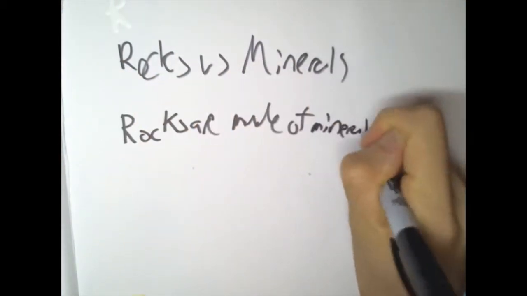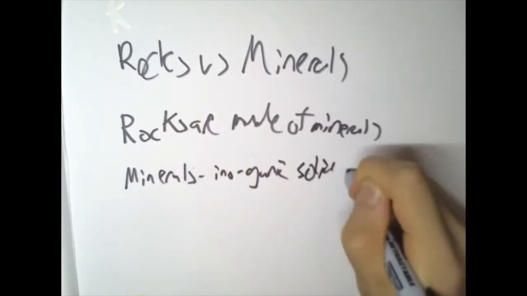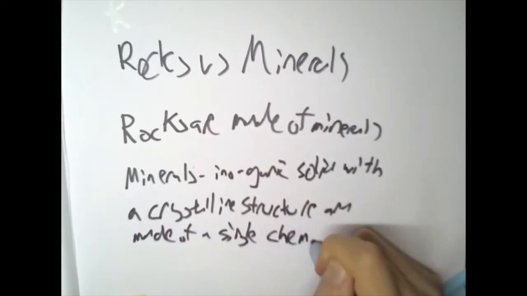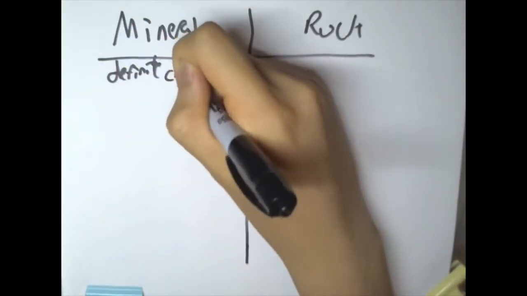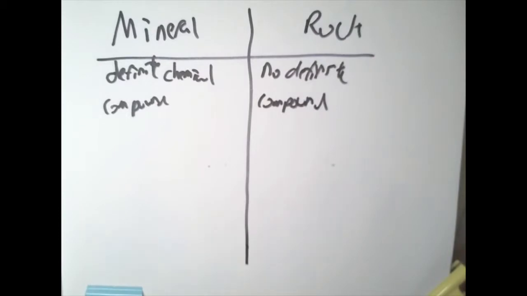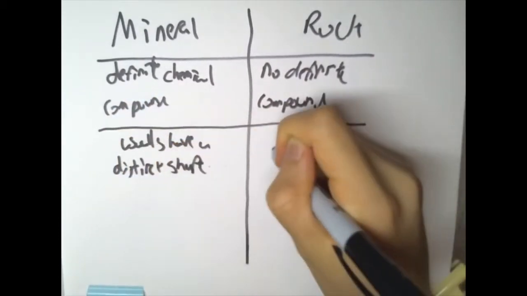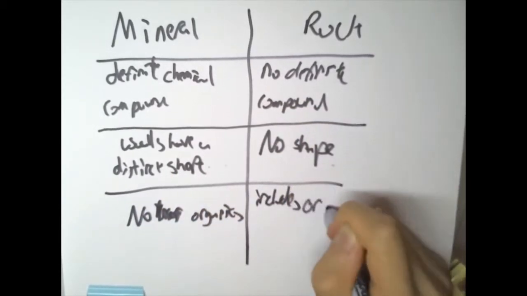Rocks are simply combinations of minerals, and minerals are inorganic solids that are made up of one chemical compound and arranged in a crystalline structure. There are plenty of differences between rocks and minerals. For example, minerals have a definite chemical compound, whereas rocks don't. Additionally, minerals usually have a certain shape, whereas rocks don't. However, minerals cannot be organic, whereas rocks can.